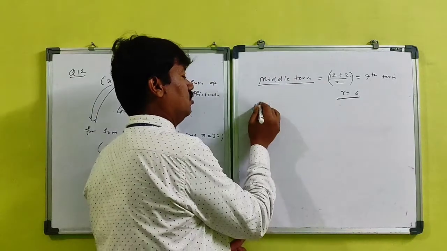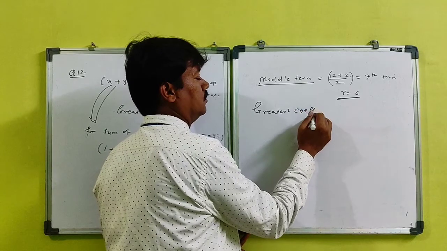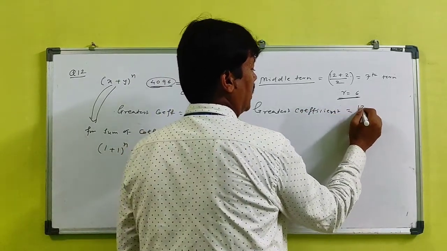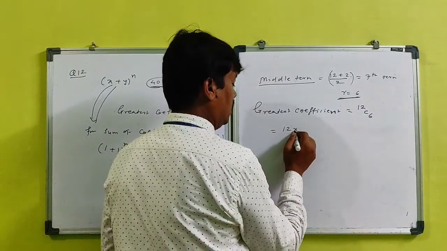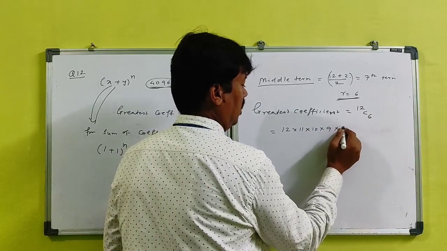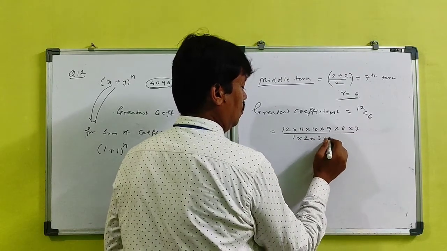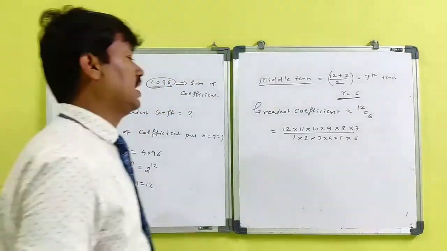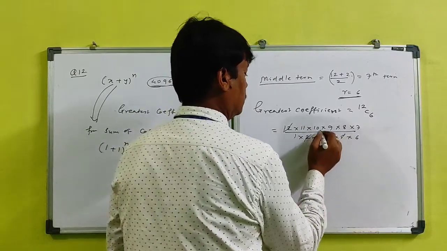So the greatest coefficient will be what? The greatest coefficient is equal to 12c6. That is equal to 12 into 11 into 10 into 9 into 8 into 7 divided by 1, 2, 3, 4, 5 into 6. So now this cancels out. 3 into 4 cancels with 12, 2 into 5 cancels with 10.